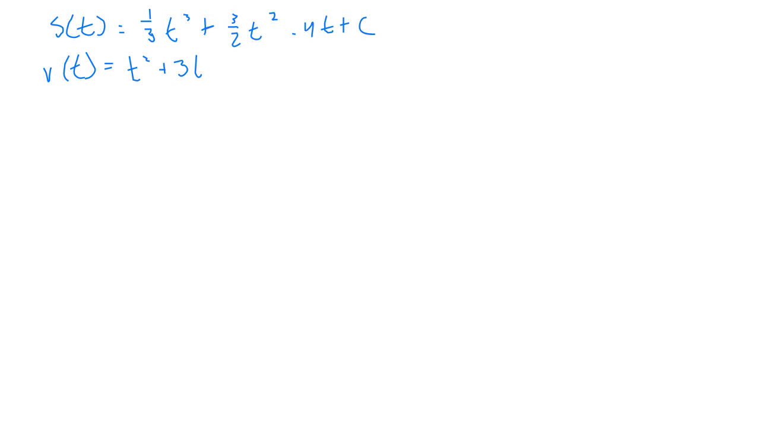we had our s of t equal to 1/3 t cubed plus 3/2 t squared minus 4t plus c. And also our velocity function was equal to t squared plus 3t minus 4. So we kind of need to pay attention to this.